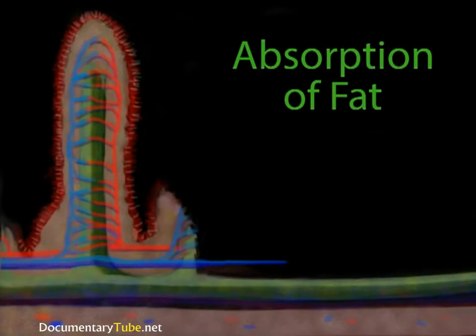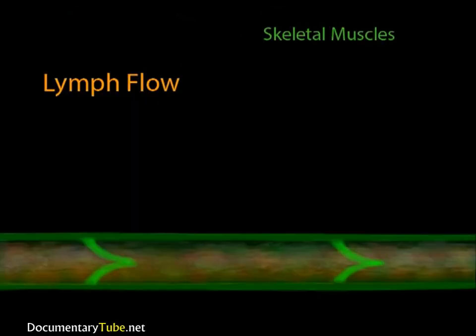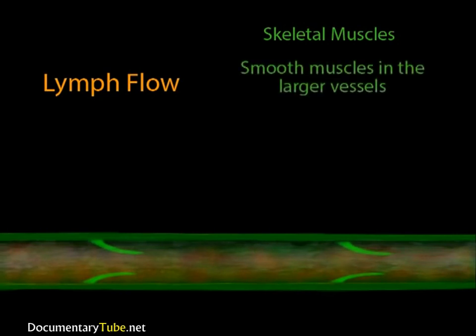The lymphatic system's second function takes place here in the small intestine as well. This pushes lymph through the vessels. In addition to the contraction of skeletal muscles, there are two other means by which lymph travels through the lymphatic system. There are smooth muscles at the larger lymph vessels. The contraction of these smooth muscles adds to the force provided by the skeletal muscles.